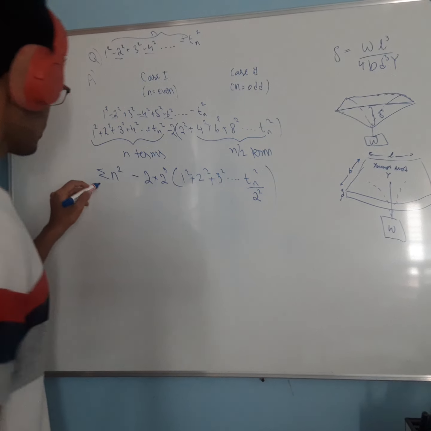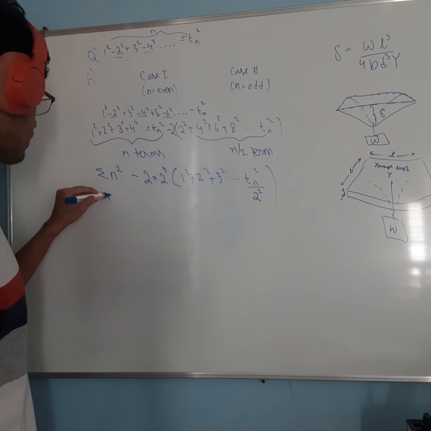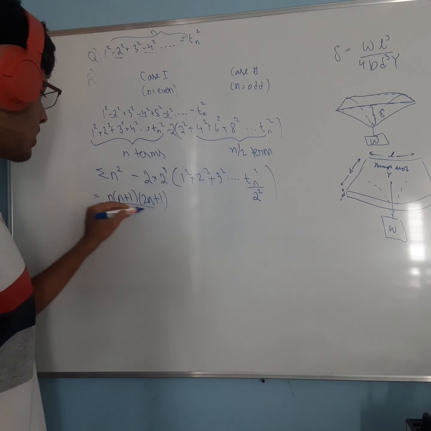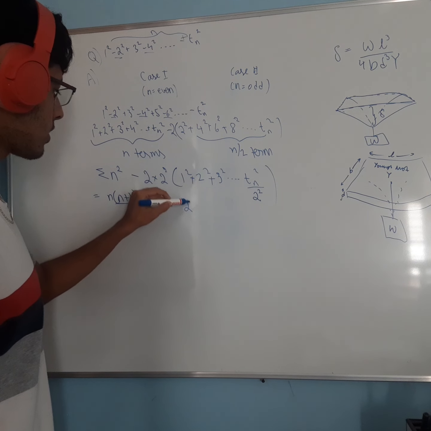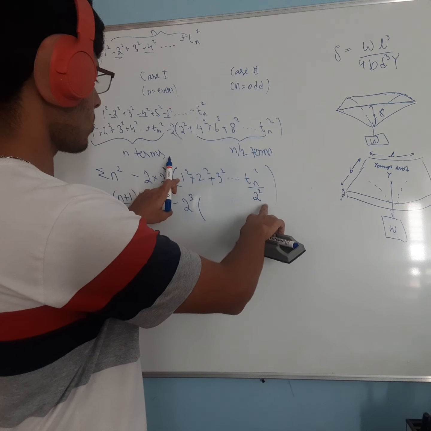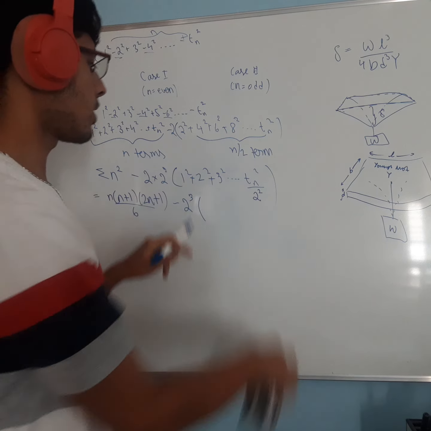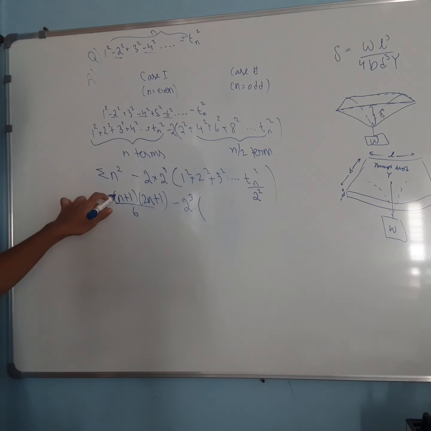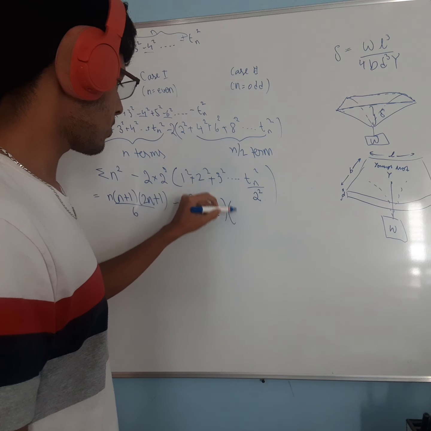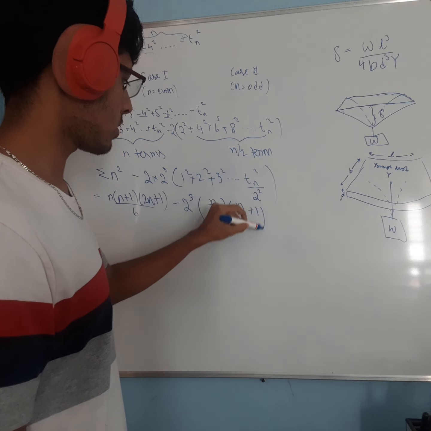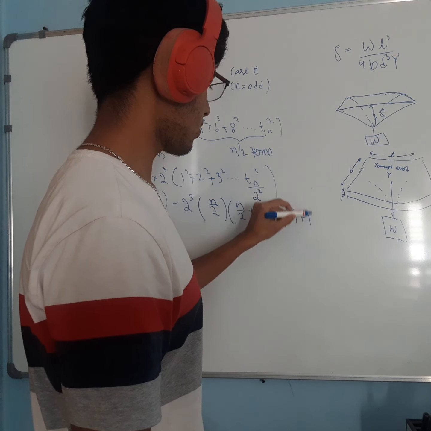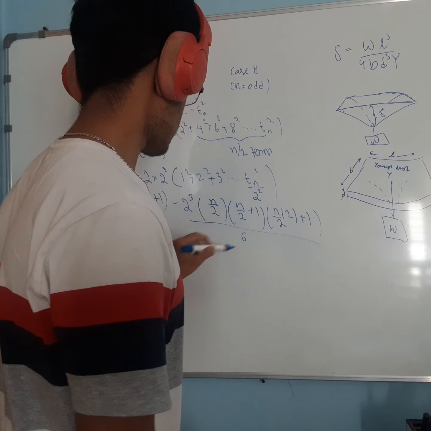So you guys should be familiar with this formula, which is n into n plus 1 into 2n plus 1 divided by 6, and this I can write as 2 power 3. And you can use the same formula for this part. Instead of substituting n, you just substitute n by 2. So n by 2 into n by 2 plus 1 into n by 2 into 2 plus 1, entire thing divided by 6.